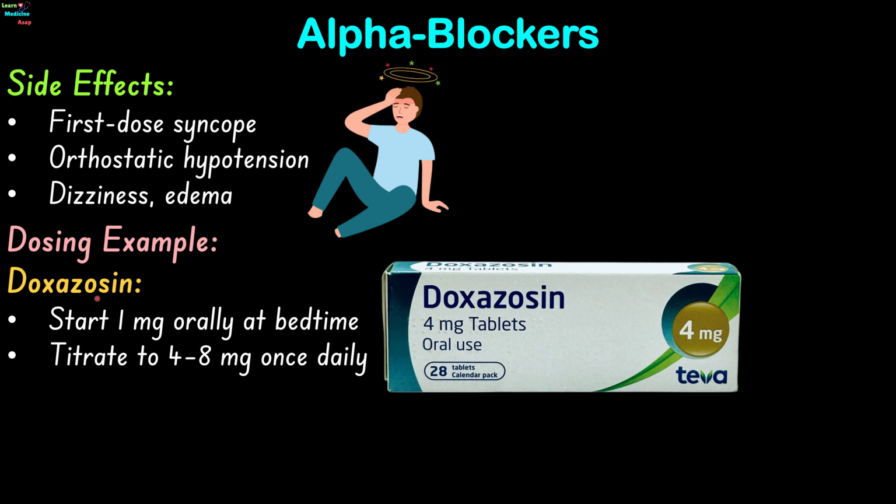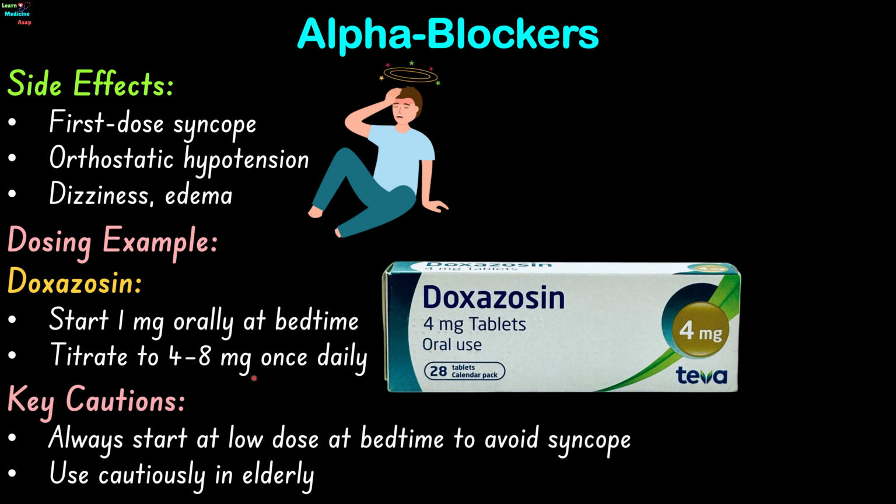A typical dosing example for doxazosin is to start at 1 milligram orally at bedtime to minimize the risk of syncope, and then gradually titrate up to 4 to 8 milligrams once daily. The key caution here is simple. Always start with a low dose at bedtime and warn the patient about the possibility of dizziness when standing up.